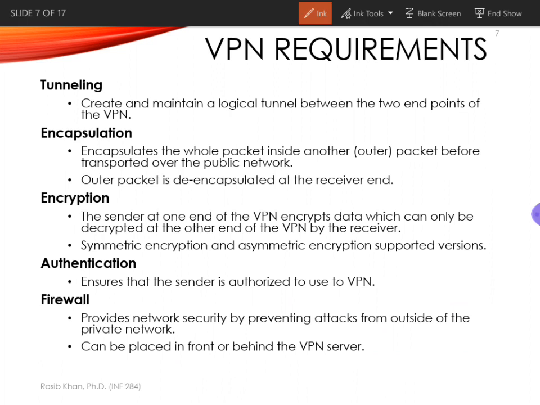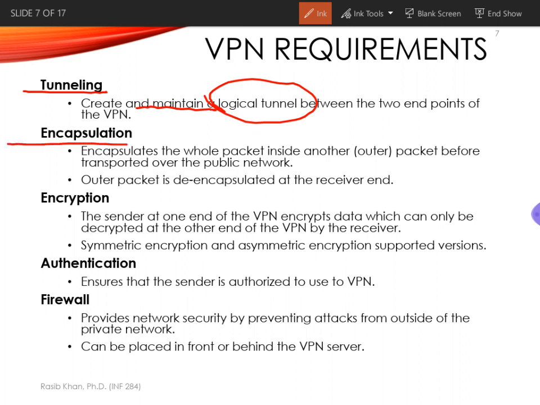In case you are trying to set up a VPN, there are certain requirements that a VPN network incorporates. First of all, we call this tunneling, and this means that the two endpoints which are connected through a VPN should be able to create and maintain a logical tunnel, which means that even though it is going over a public network, there is a logical tunneling that occurs between these two endpoints.